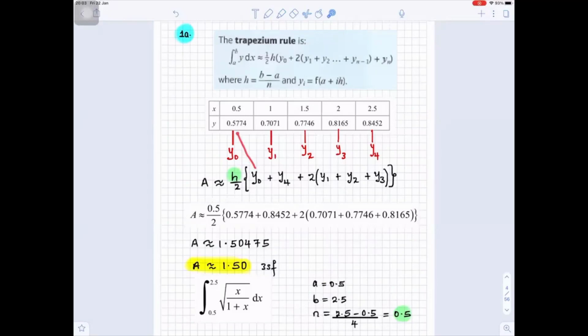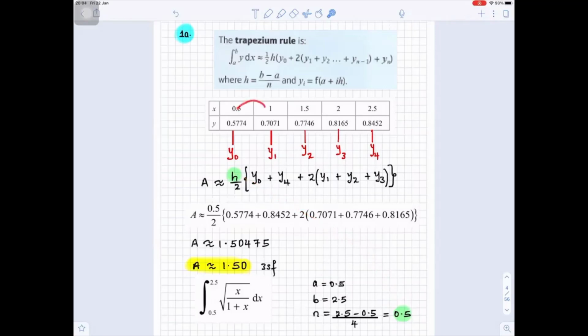y0 is the first value for y. y4 is the last value. So it's the first plus the last plus 2 times the rest: 2 times y1, 2 times y2, 2 times y3. And the value for h is 0.5. And you can get that from the table.